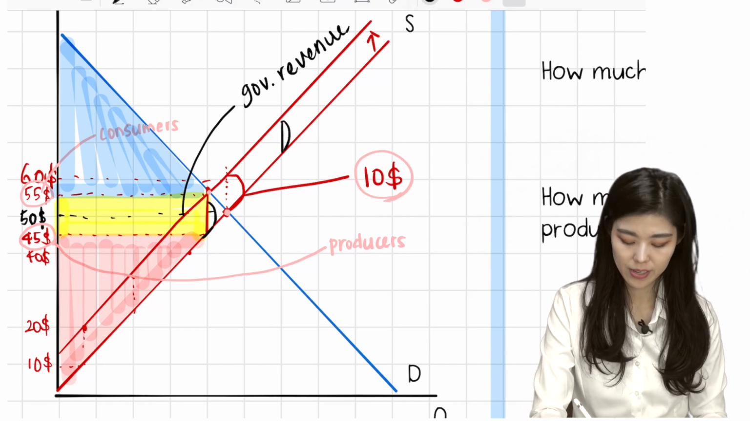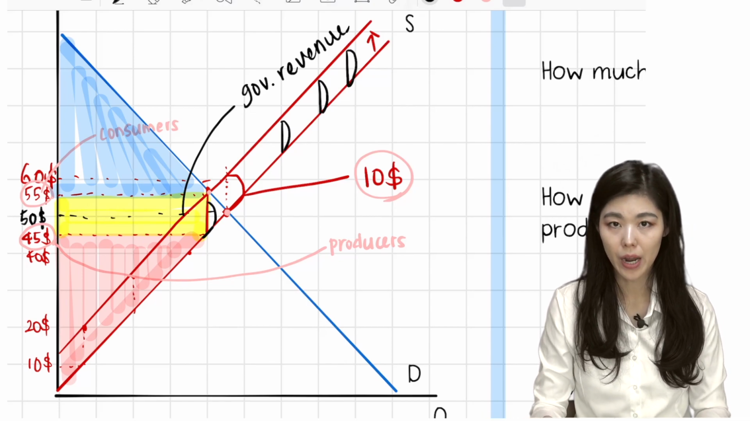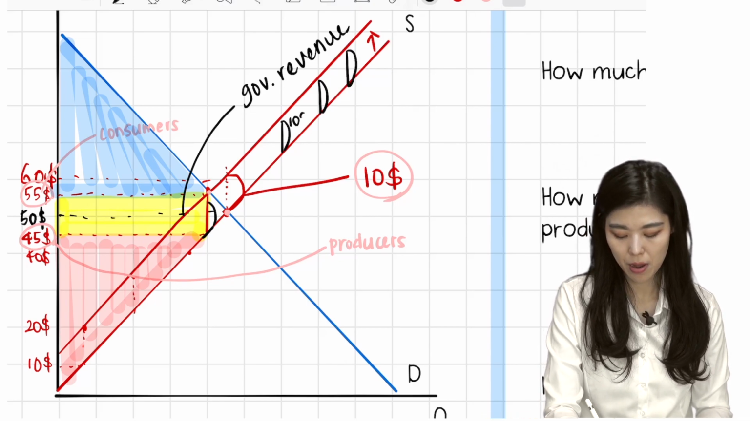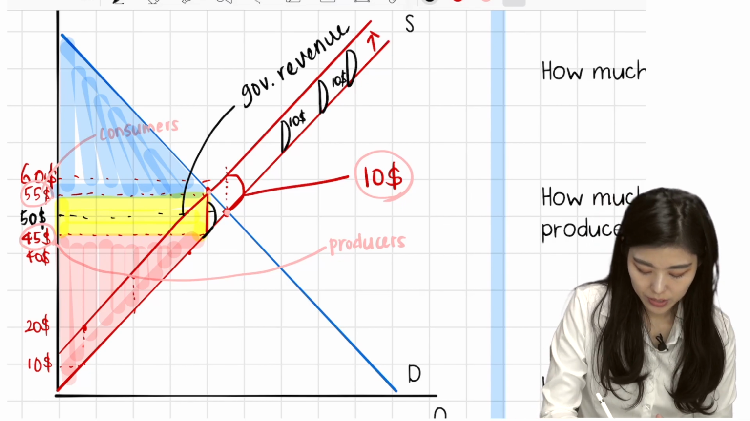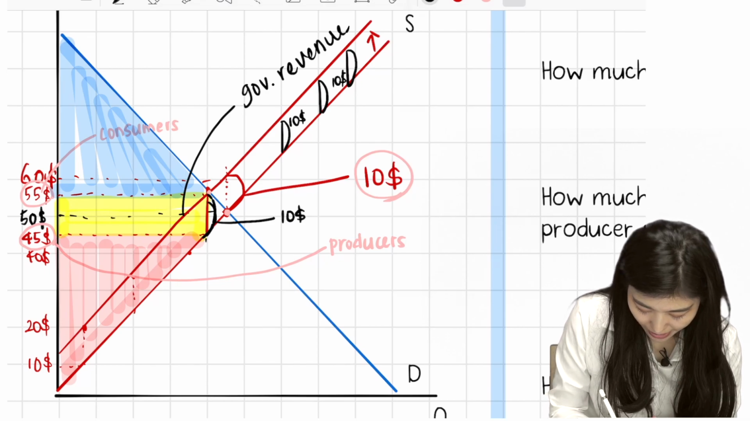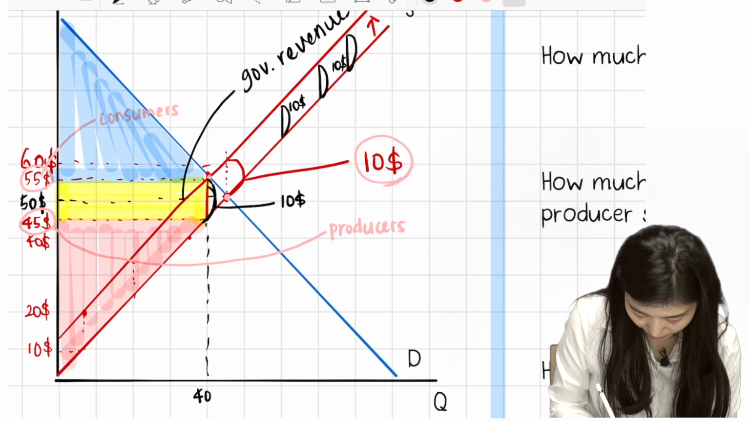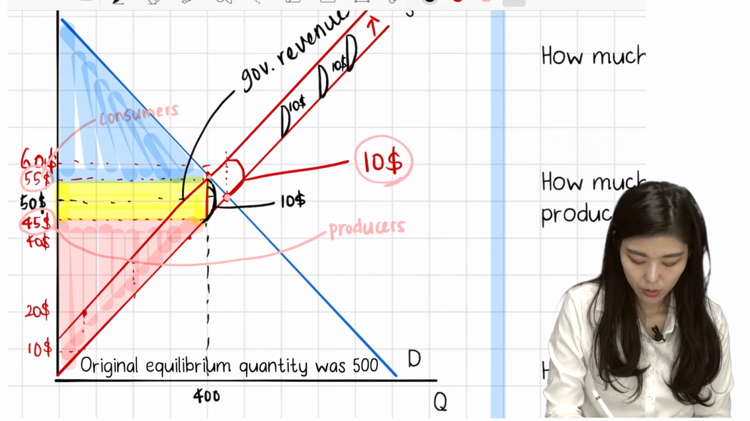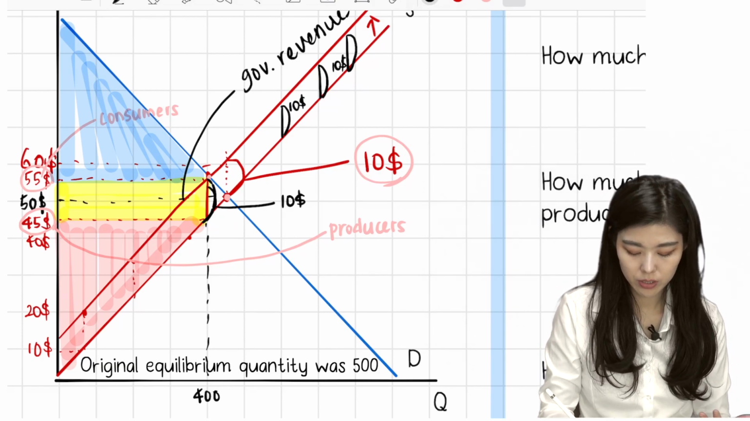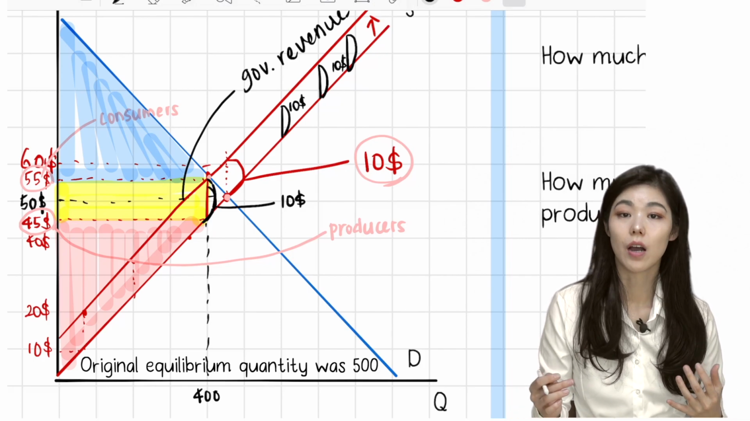Guys, all the spaces in between the imaginary supply curve and this original supply curve will be $10, the amount of tax. Remember that. So this is the amount of tax that they're going to get, and multiply that by the amount they are now supplying, 400 quantities, and 400 times $10 would be $4,000. That would be the government revenue.